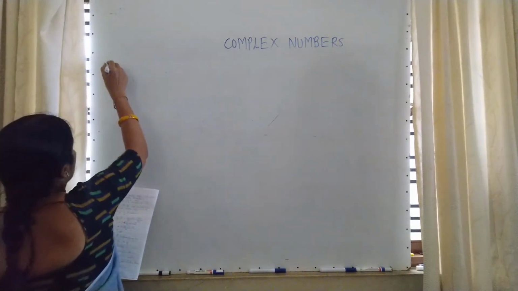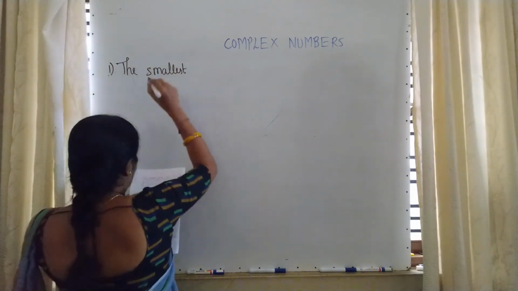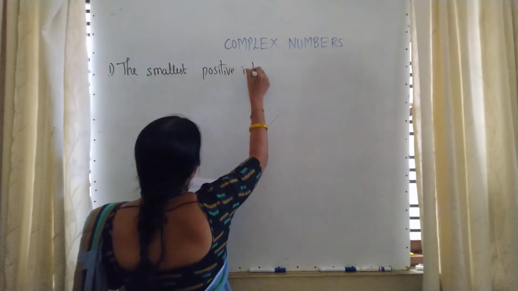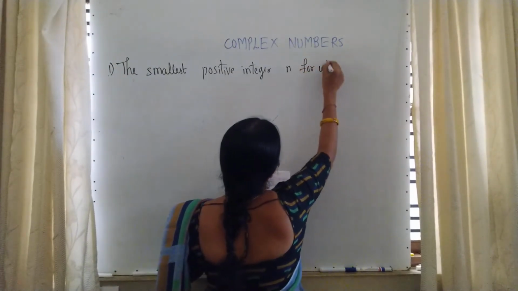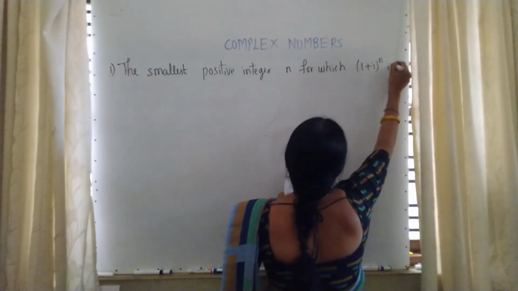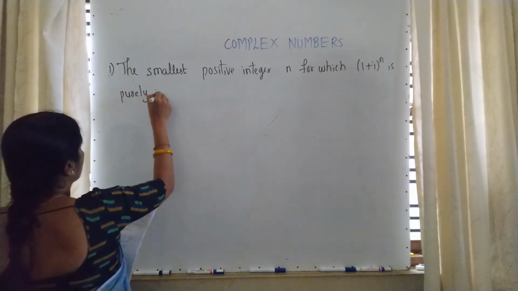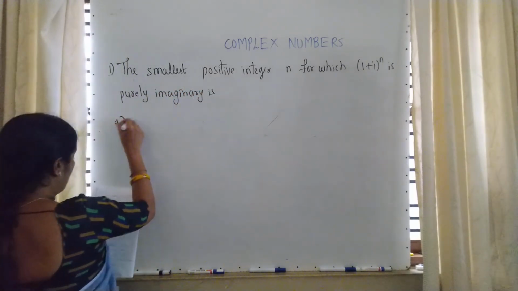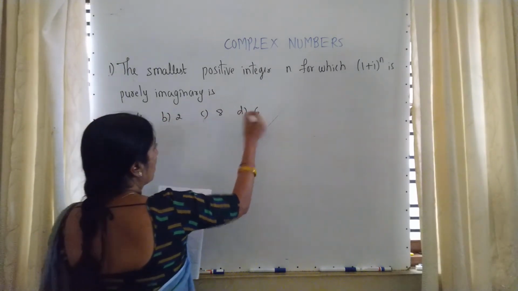The first question is the smallest positive integer n for which (1 plus i) whole raised to n is purely imaginary. First option 4, 2, 8 and 6.